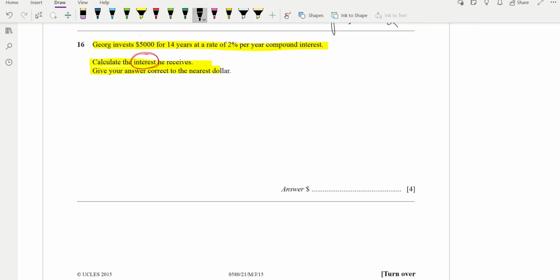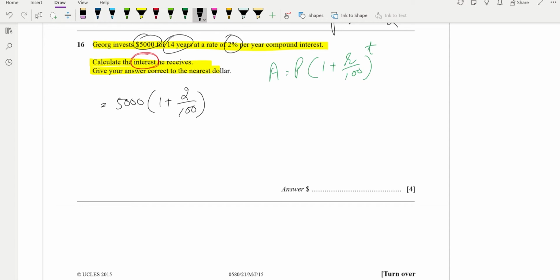So the formula which we will be using will be A is equal to P into 1 plus r over 100 raised to the power t, and we will be replacing the values. The principal amount is this much, which is 5000. 5000 into 1 plus r is 2, so 2 over 100. The t value will be for 14 years, so this will be 14. Now we can calculate this one.